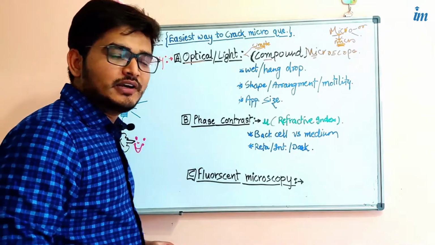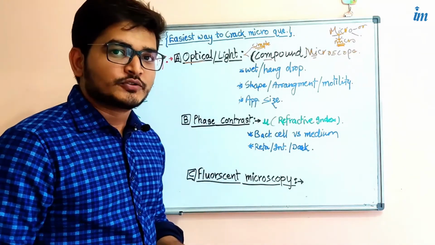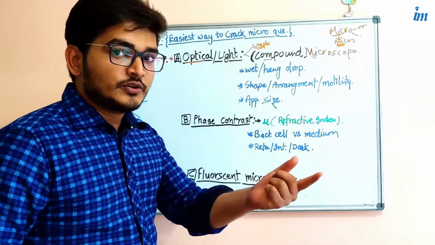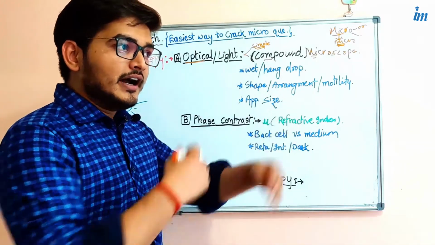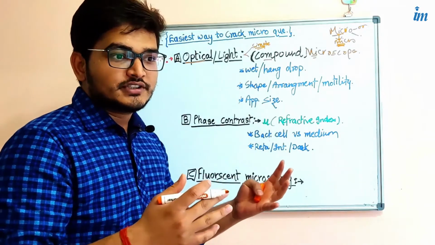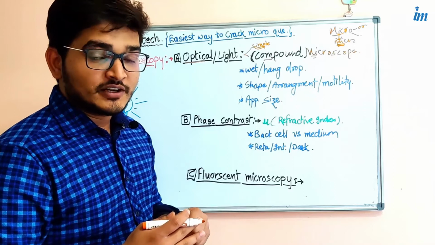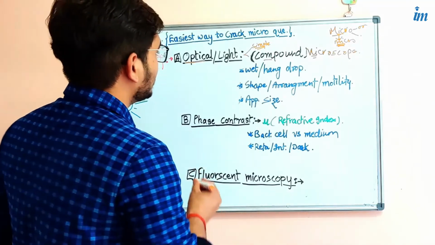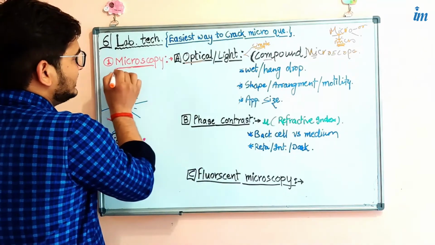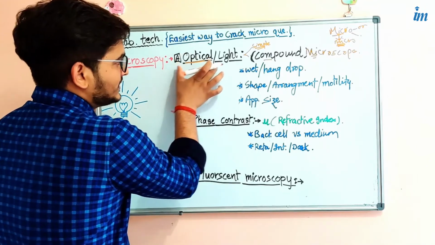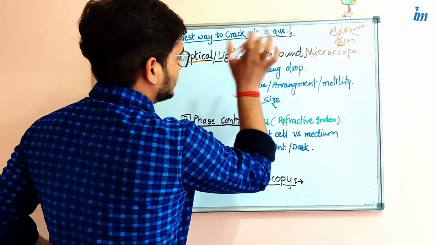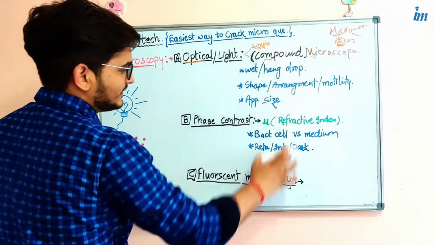Even if you are studying in a medical college, there is definitely a compound microscope, and there may also be an electron microscope. But the high institutes which give lots of funding to universities are able to purchase the electron microscope because it is very costly. So in microscopy, the first department is optical and light microscopy. Microscopy is constant everywhere.